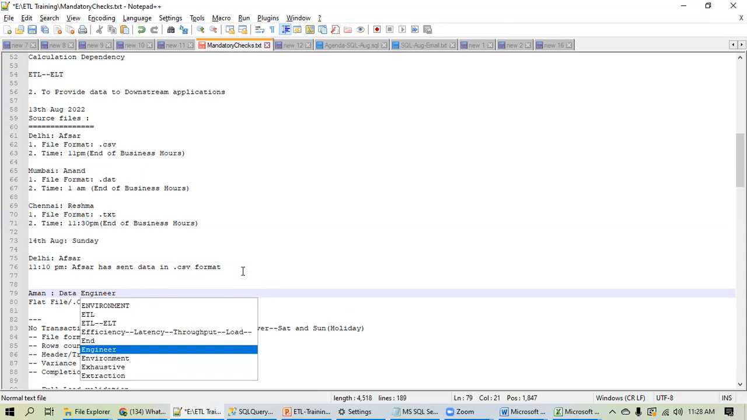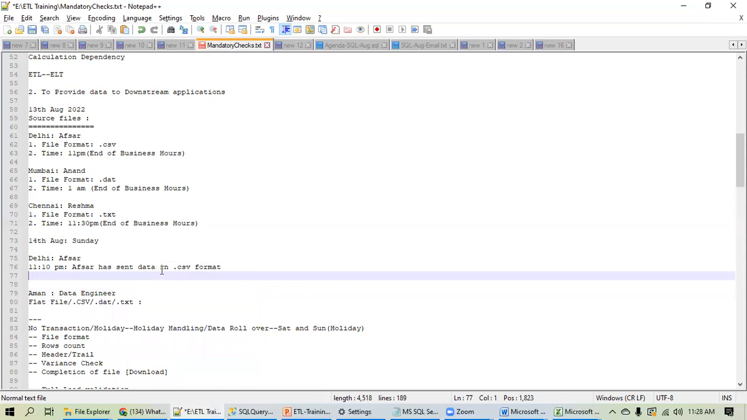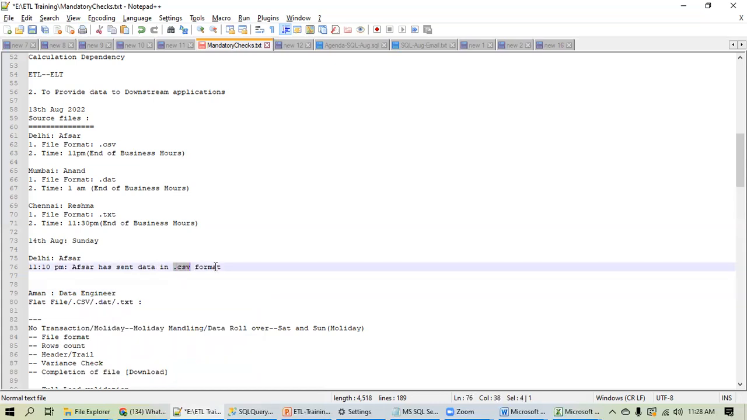So Aman has received this file. Aman told me that he will do the testing, everything he can do. I told him okay, fine. Aman has received this .csv file. Okay. What should Aman do after that? Tell me.